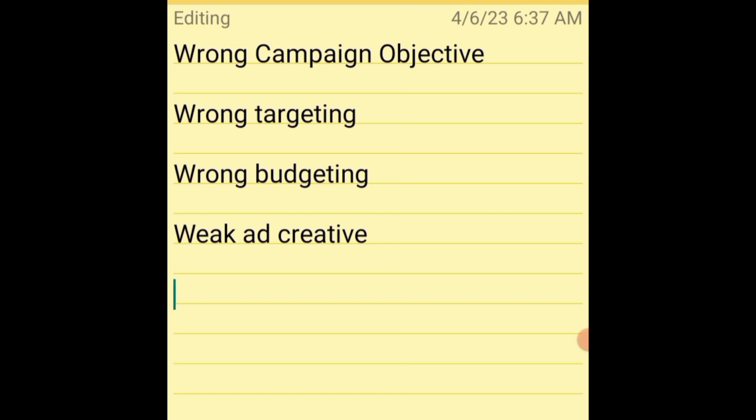So I see a lot of weak creative, whether they're images or videos. They are so weak that anybody can just scroll past the advert, and by so doing, they are not actually responding to it, because the creative is very weak.